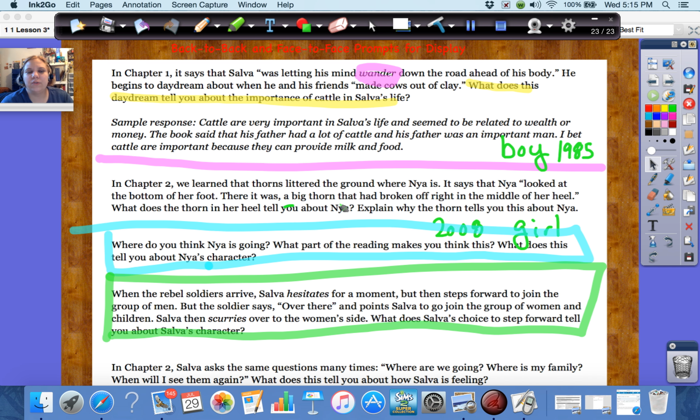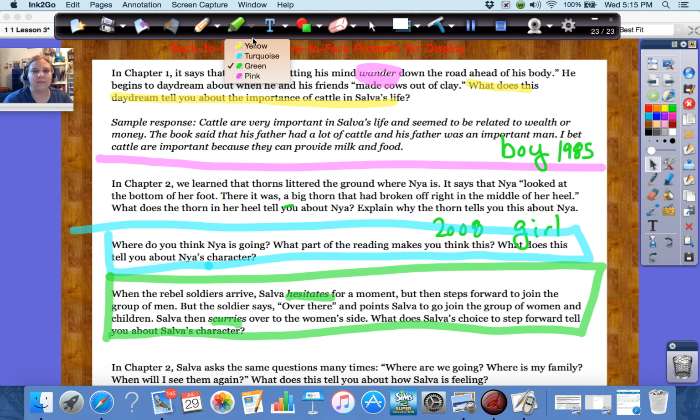When the rebel soldiers arrive, Salva hesitates for a minute, like pauses, but then steps forward to join the group of men. But the soldier says, over there, and points Salva to go join the group of women and children. Salva then scurries over to the women's side. Okay, what does Salva's choice to step forward tell you about Salva's character? Okay, what kind of person is he?